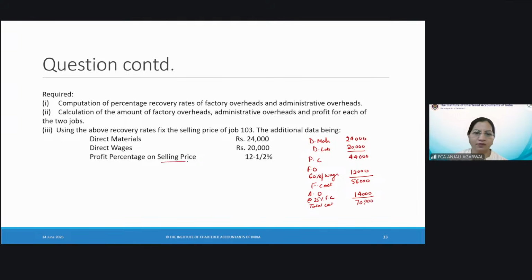Now profit is given on sales, 12 and 1.5%, but we have the cost. So 12 1 by 2 is equal to 1 by 8. So profit, which is 1 by 8 on sales, is equal to 1 by 7 on cost. So 1 by 7 of 70,000, 10,000. Therefore, the selling price to be fixed for job 103 should be rupees 80,000.